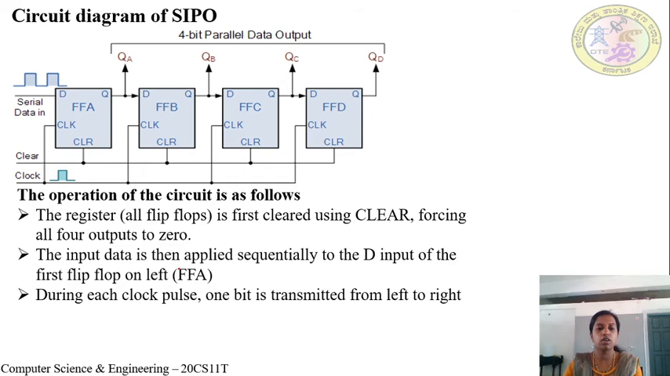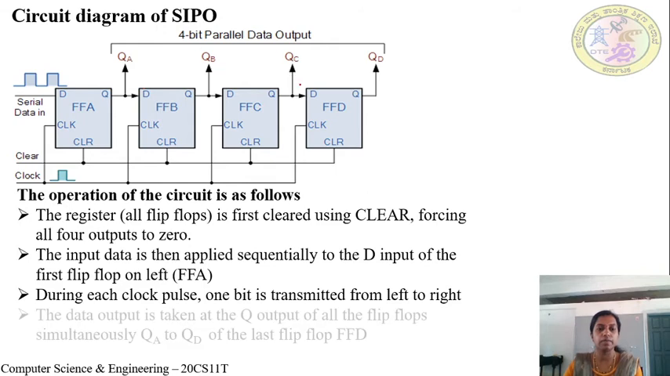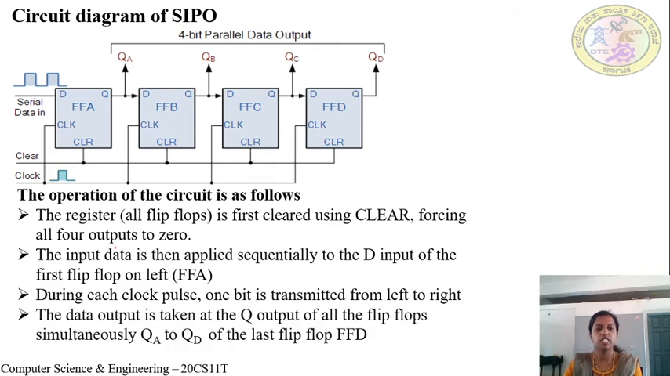During each clock pulse, one bit is transmitted from the left hand side to the right hand side. The data output is taken at the Q outputs of all the flip-flops simultaneously, that is QA, QB, QC and QD.